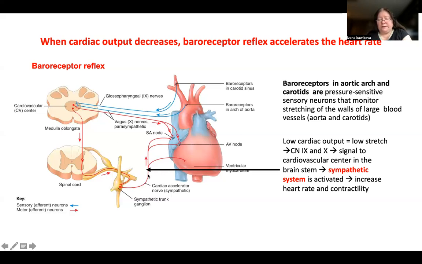Now, we see that some sympathetic nerves go also directly to the muscle of the heart, and they will stimulate it. So we will also have increased contractility. This is a very important factor that affects the stroke volume.